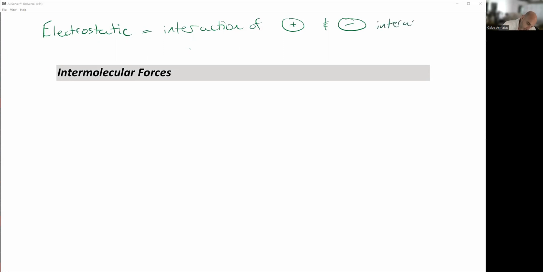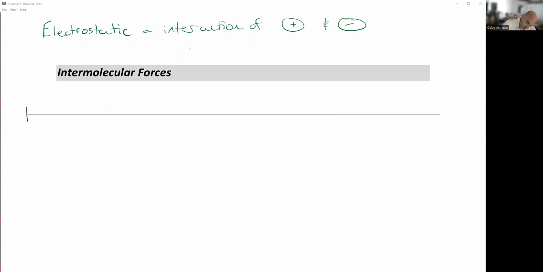So it's an interaction between positive and negative. I'm going to call this an electrostatic attraction. Every single type of bond that you have ever discussed in chemistry is some version of that. And so let's just talk about the forces between atoms.